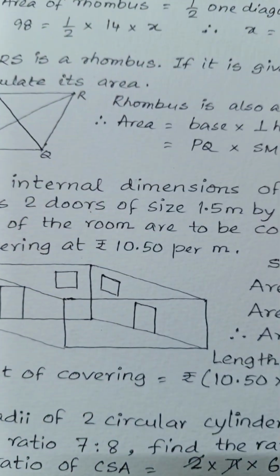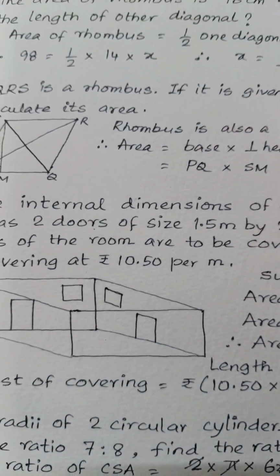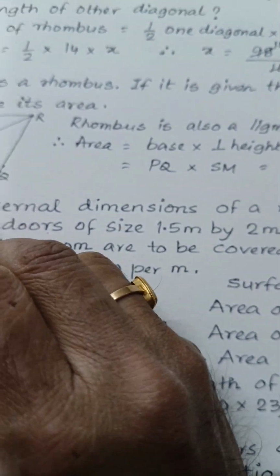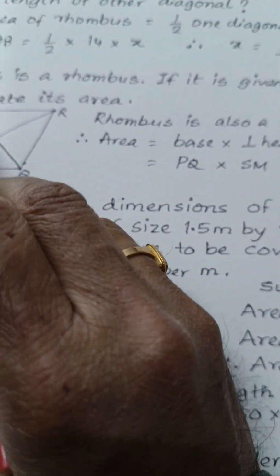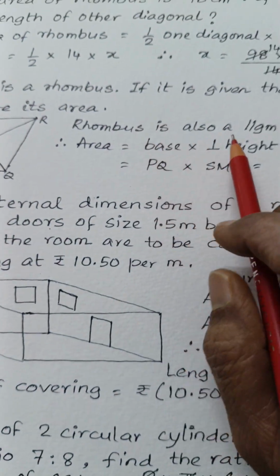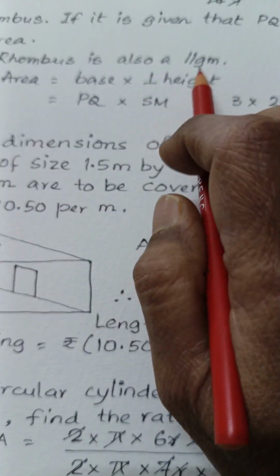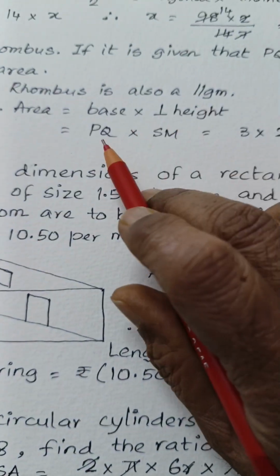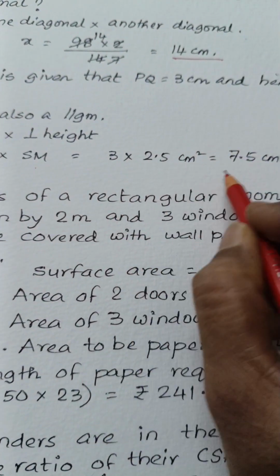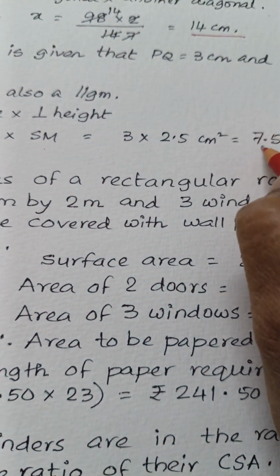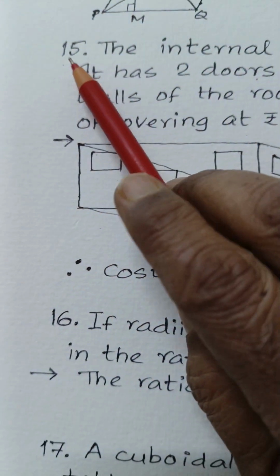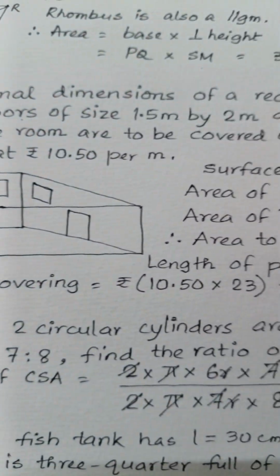Number 14. PQRS is a rhombus. If it is given that PQ is equal to 3 centimeter and height of rhombus is 2.5 centimeter, calculate the area. So rhombus is also a kind of parallelogram. We can find the area of the rhombus as area is equal to base into height, that is PQ into SM. We get 3 into 2.5, that is 7.5 square centimeter.